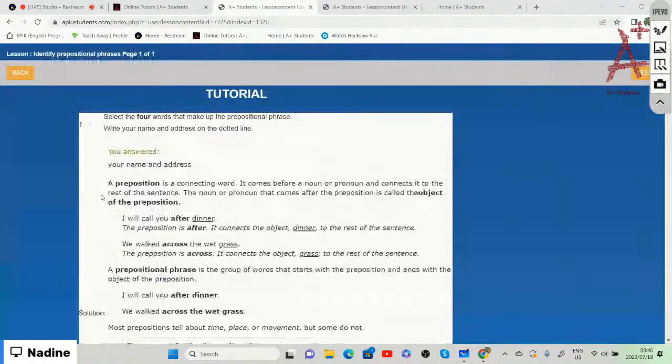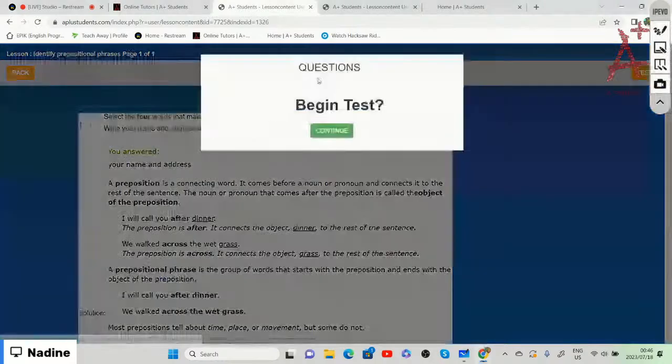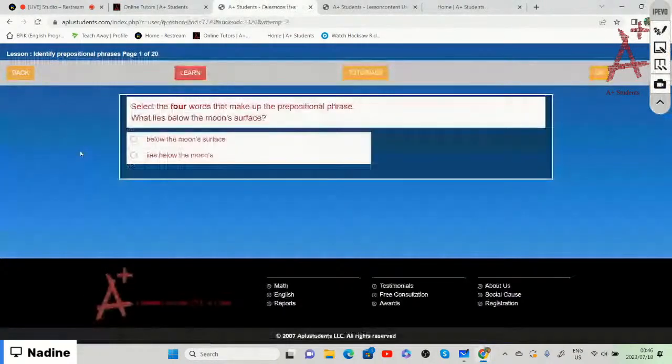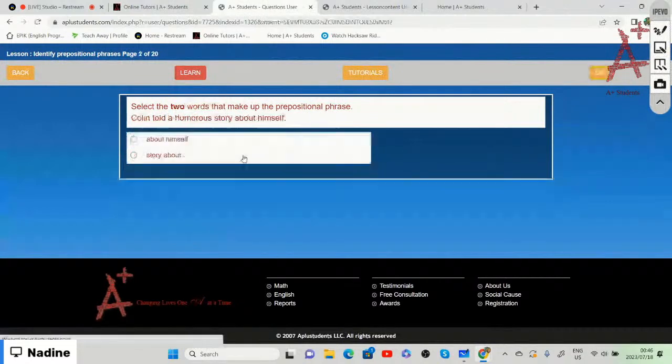Okay, so now we're going to do a test on identifying prepositional phrases. We need to select the four words that make up the prepositional phrase. What lies below the moon's surface? Is it below the moon's surface or lies below the moon's? The prepositional phrase is below the moon's surface, because below is the preposition and surface is the object of the preposition.